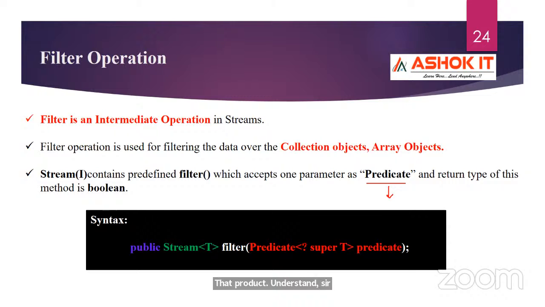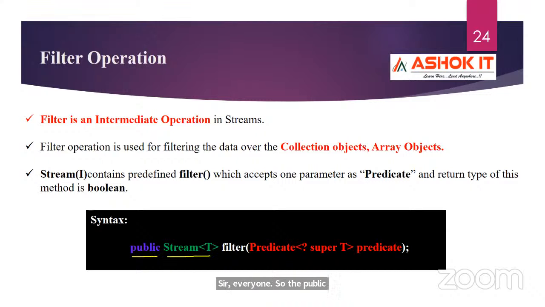Predicate is one of the predefined functional interfaces which contains one abstract method. That abstract method name is what? The test method, sir, which accepts one input, and the return type of that abstract method is what? Boolean. That's all. This is the syntax for the filter method.